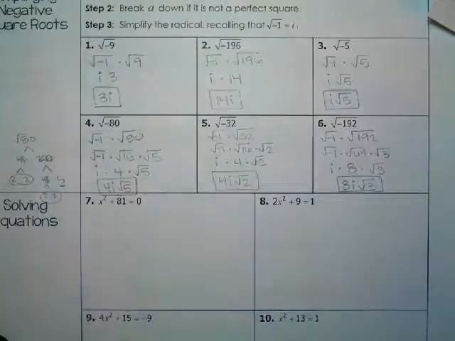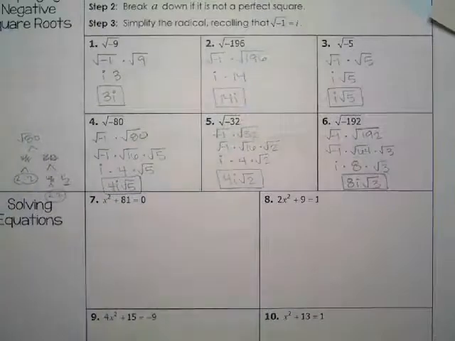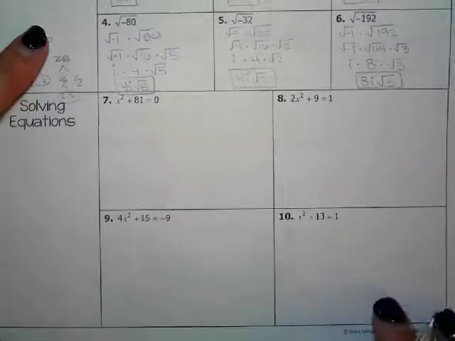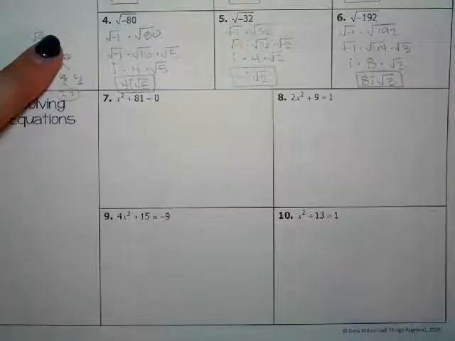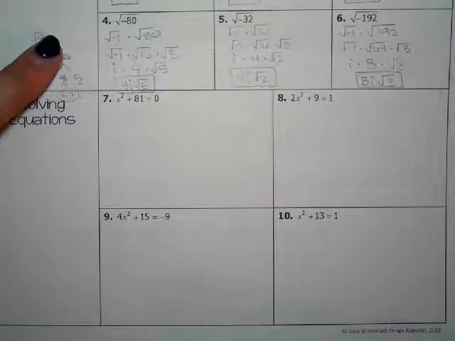Okay. All right, so next we're going to solve equations. This is just what we did last week. We were solving equations taking square roots, but as we solve these equations taking square roots, we're going to get negative numbers underneath our square roots. So we're going to get imaginary answers instead of getting real answers. So for number 7, what should I do?